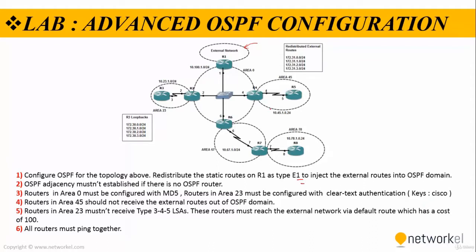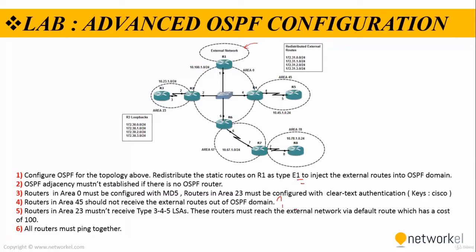Cool. Then routers in area 45 should not receive the external routes out of the OSPF domain. What is it? 5. Routers in area 23 must not receive type 3, 4, and 5 LSAs. These routers must reach the external network via default route, which has a cost of 100. Cool. And last, all routers should ping each other.